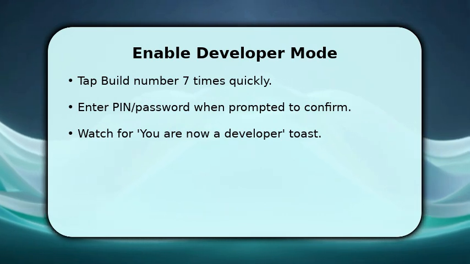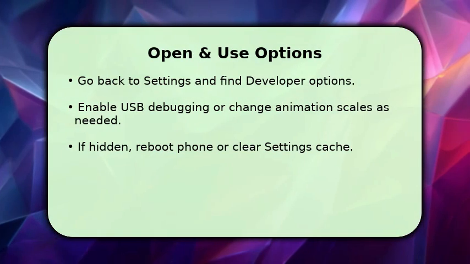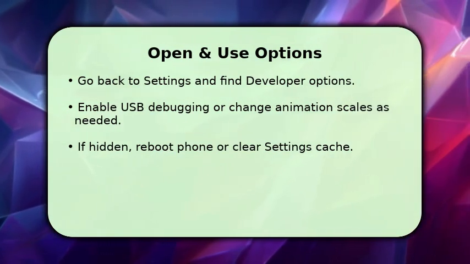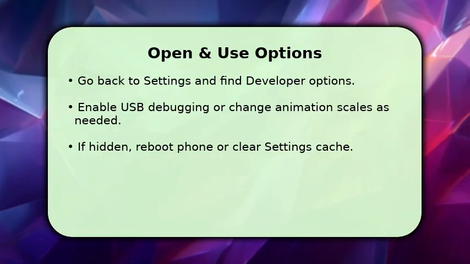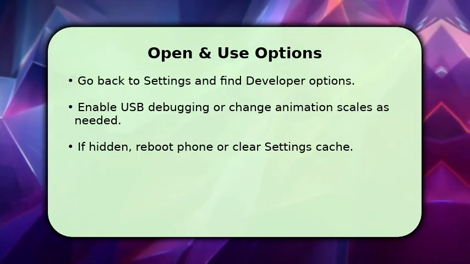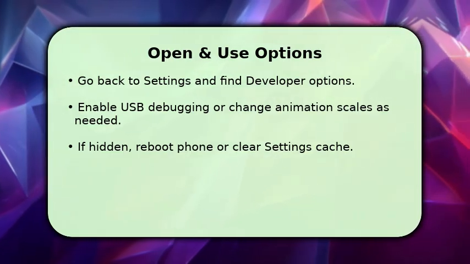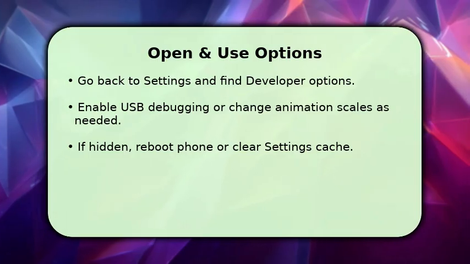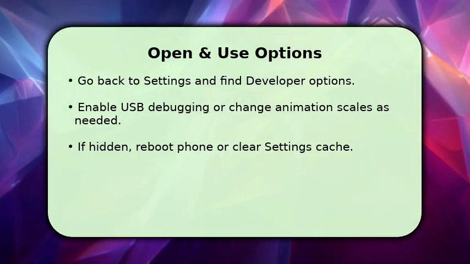Developer options will appear, often under System or Additional Settings. Toggle the main switch to enable them, then enable USB debugging if you need ADB or change animation scale settings to speed up the UI. Use these options carefully because they change system behavior.